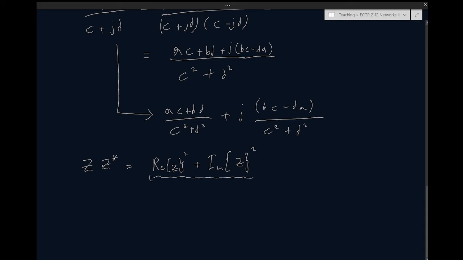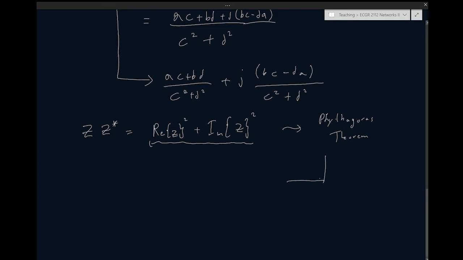This reminds you of the Pythagoras theorem for a triangle. So you have the sides squared, you sum them up and you get the hypotenuse squared. So this term seems to be the hypotenuse of some triangle.